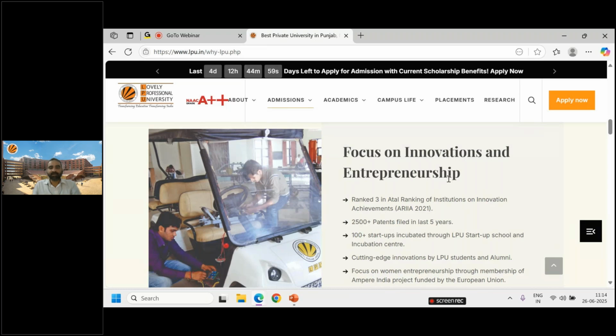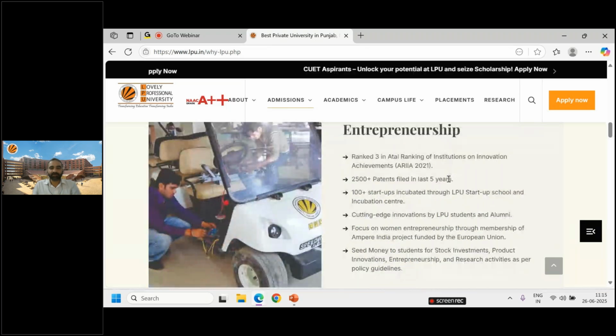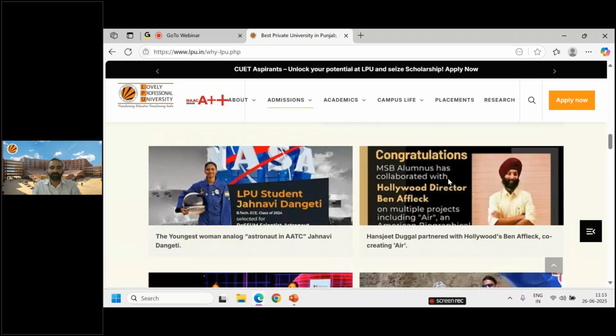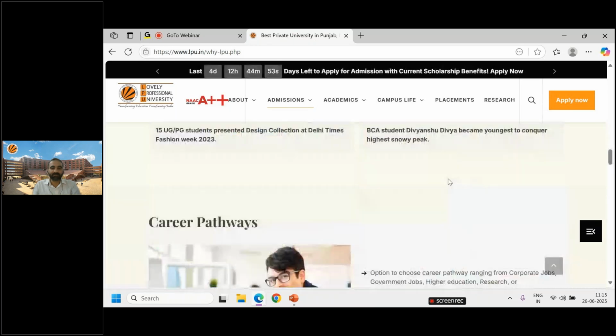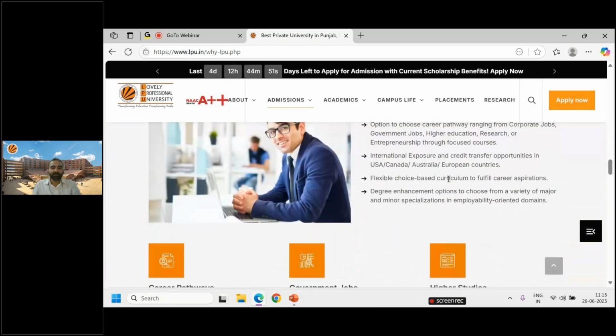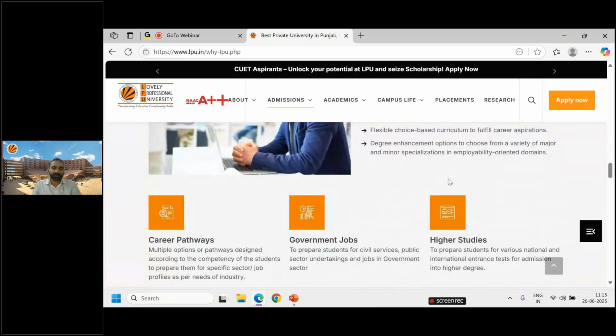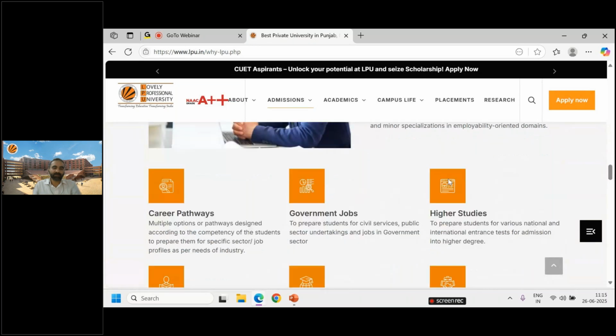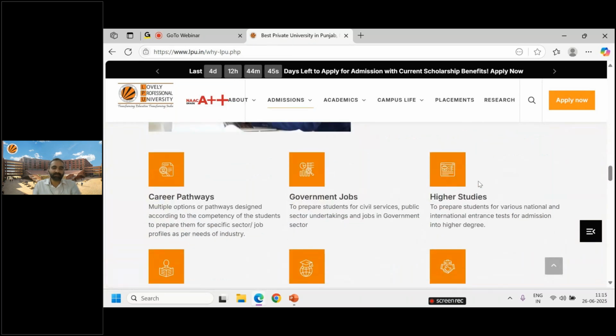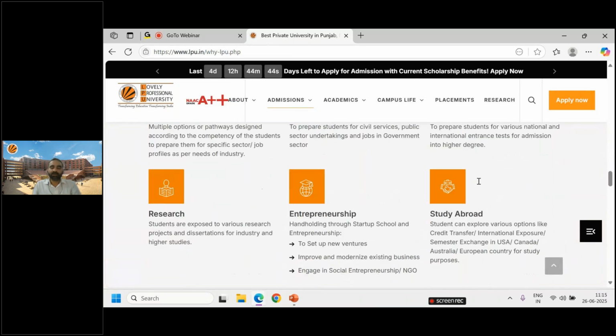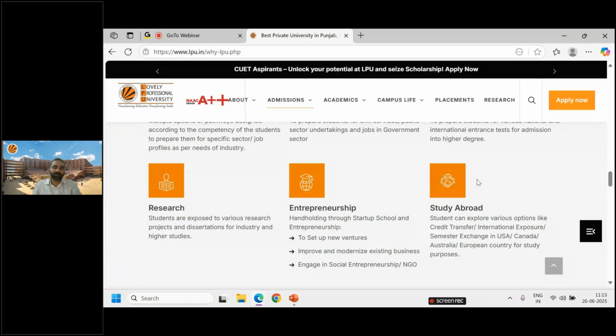Then we have innovation and entrepreneurship. Then we have the extracurricular activities and career pathways. It depends upon your interest. If you choose government jobs, higher studies, research, or entrepreneurship, accordingly our curriculum will follow the pathway you have selected.